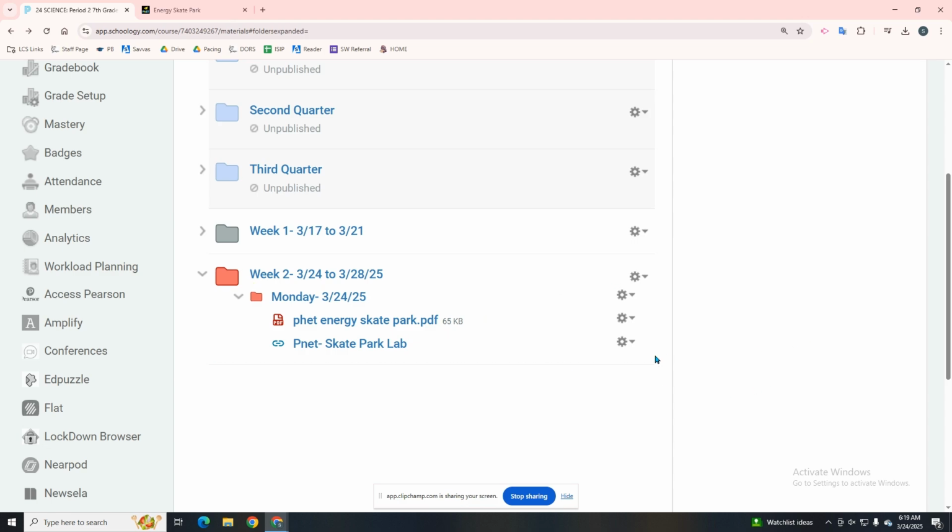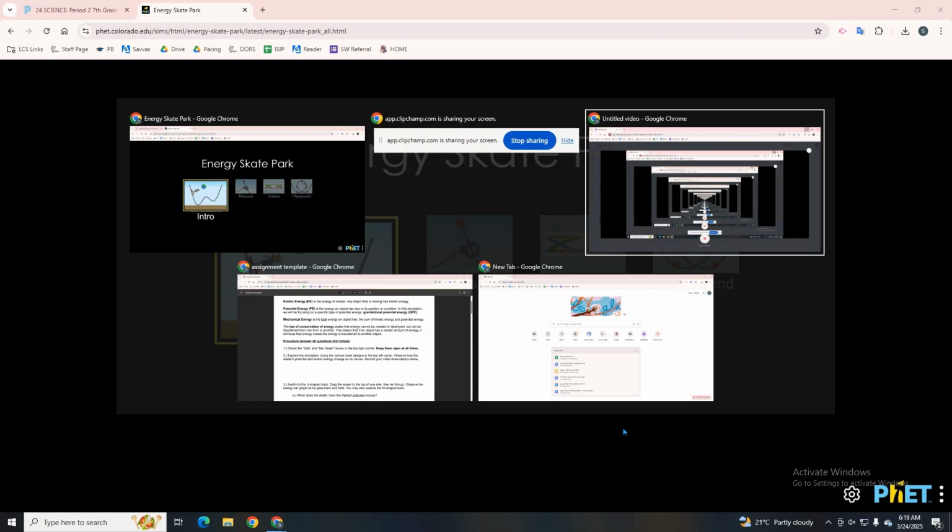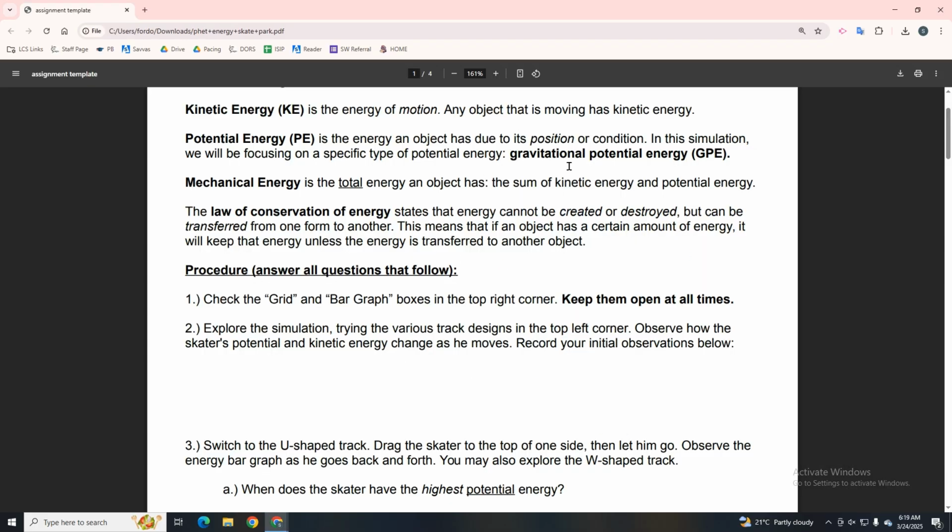Today we're going to work on our PhET Energy Skate Park lab. In order to get there, make sure that you click on your LCS links, go to Schoology. If it's not pulling up, just go to the right and sign in. Click on the first one or the link right here, and it should take you into Energy Skate Park. And there's 1, 2, 3, 4 different places that you can go. The worksheet should be here.